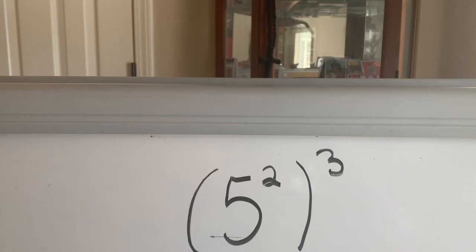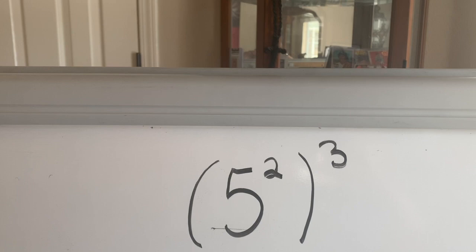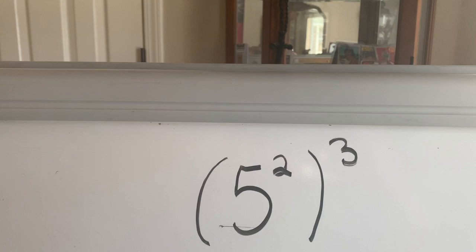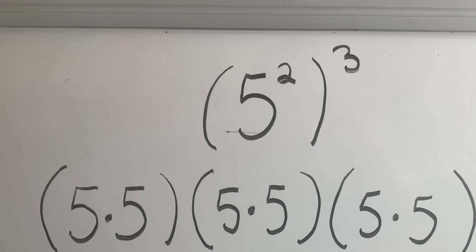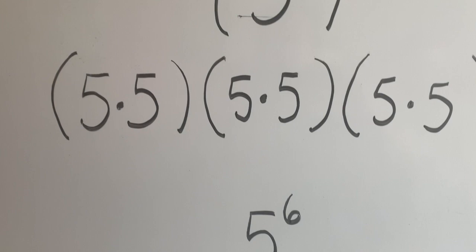This says 5 to the second power to the third power. What I need to do is take 5 to the second power, which is 5 times 5, and write it 3 times. Or I could remember the rule. Keep the base and multiply the exponents.